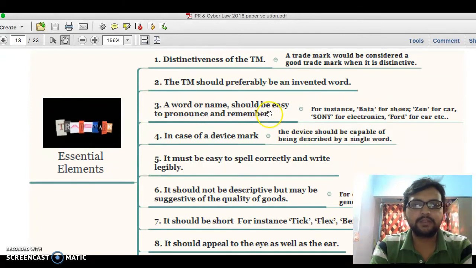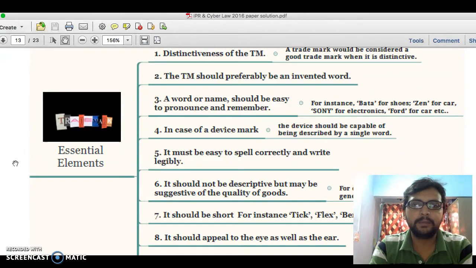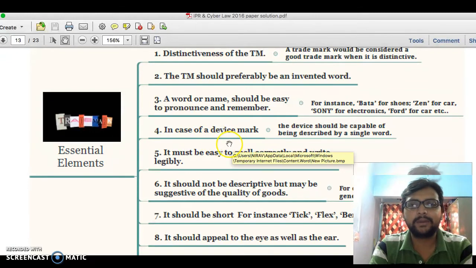A word or name should be easy to pronounce and remember. As I said, Sony, very easy to pronounce. Zen, very easy to pronounce. And Ford, again very easy to pronounce. So make it simple and short, and try to make it as friendly as possible so that others can easily remember it. For example, there is a website on the internet which deals in cars. They have named it in India Car Wale. So one can easily remember it, right? It is so simple to remember, Car Wale.